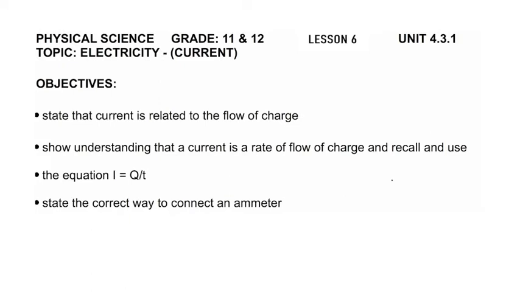Our first objective is that at the end of the lesson, a learner should be able to state that current is related to the flow of the charge. The second objective is that a learner must show understanding that a current is a rate of flow of charge, and recall and use the equation I equals Q divided by T.